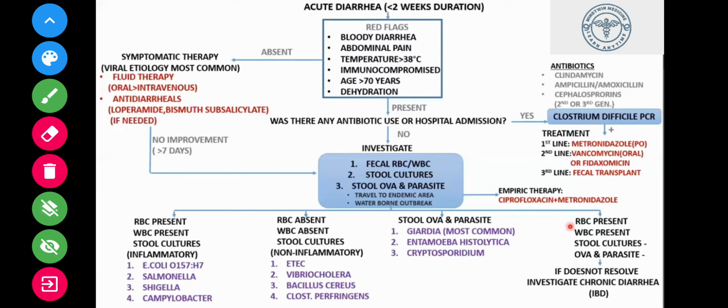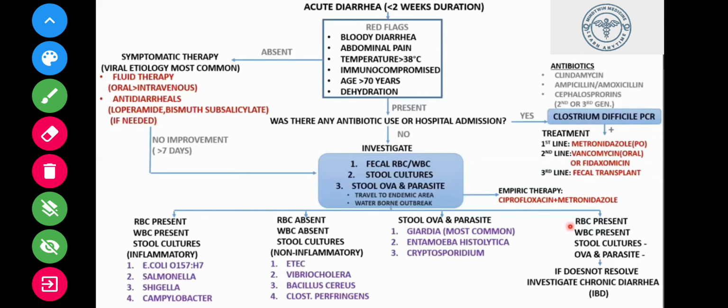If we look in detail, some of the red flags or major features of acute diarrhea would be bloody diarrhea, abdominal pain, fever or a temperature of more than 38 degrees Celsius, the patient being immunocompromised, the patient being more than 70 years of age, and a chance of dehydration. These are the major red flags, risk factors, and major features of acute diarrhea.